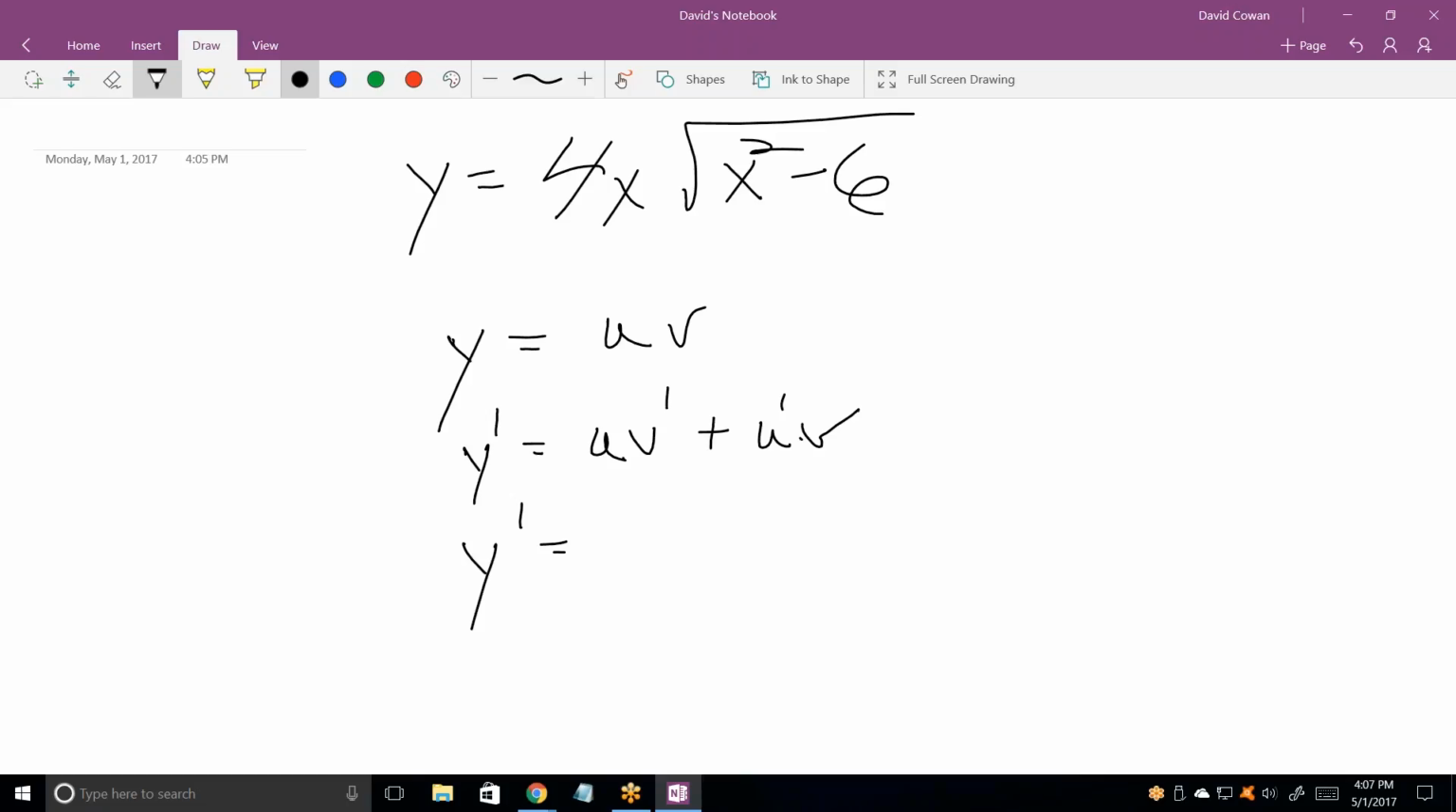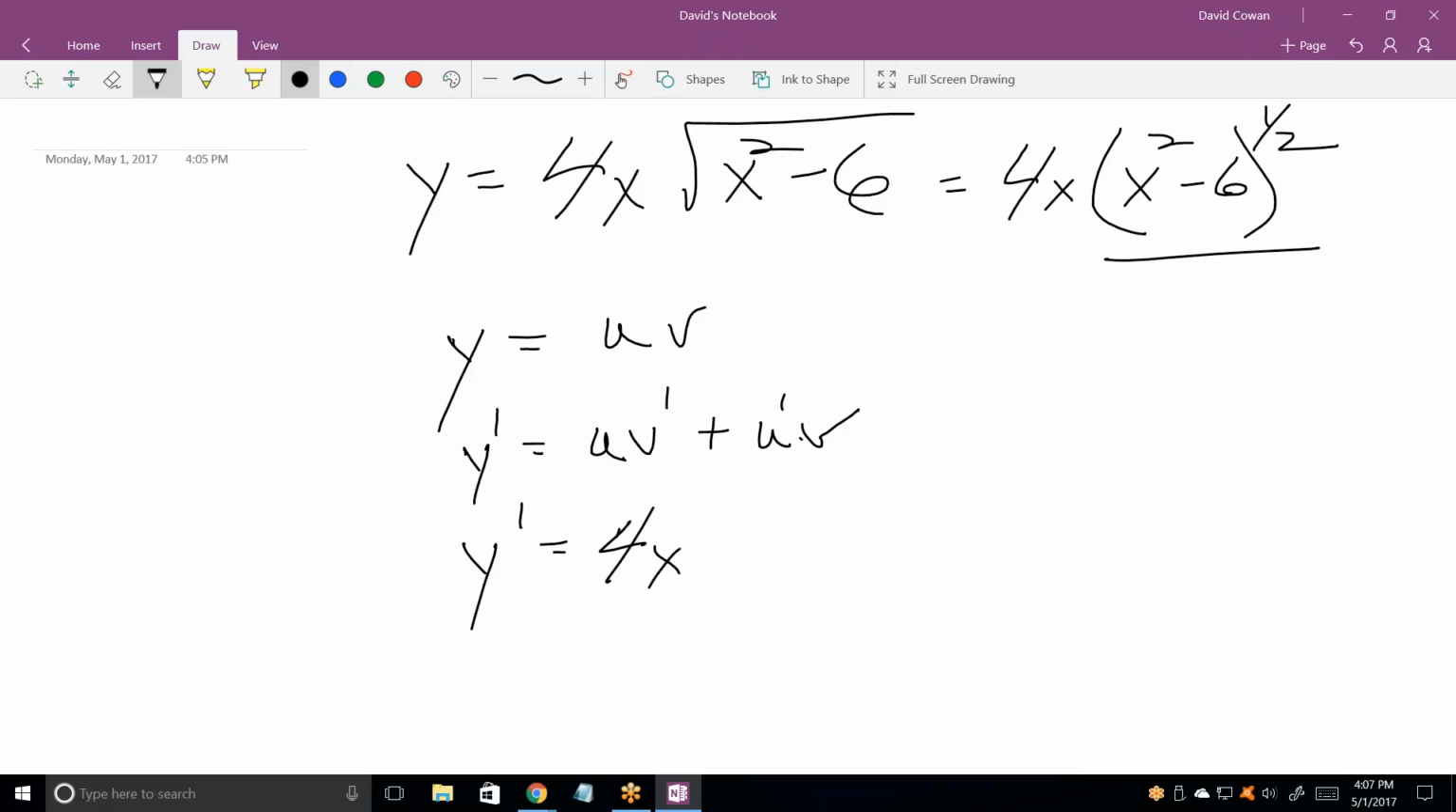Okay, so first, u is going to be 4x, right? And then the square root is technically x squared minus 6 to the 1/2, right? That's the way to write it. In other words, radical signs don't do a lot of good in calculus. As long as you have fractional exponents, that's the same thing and far more useful. So what's the derivative of that part? 1/2 x squared minus 6 to the negative 1/2?